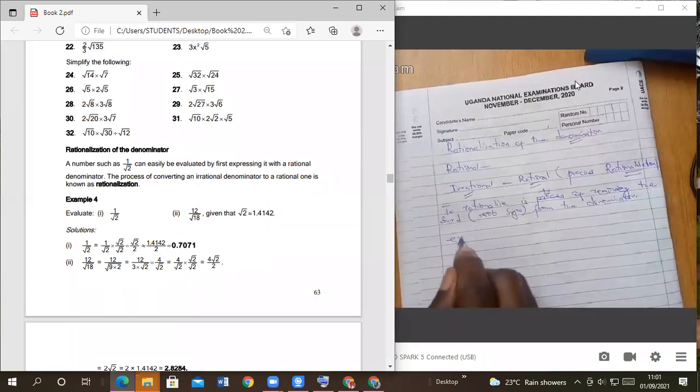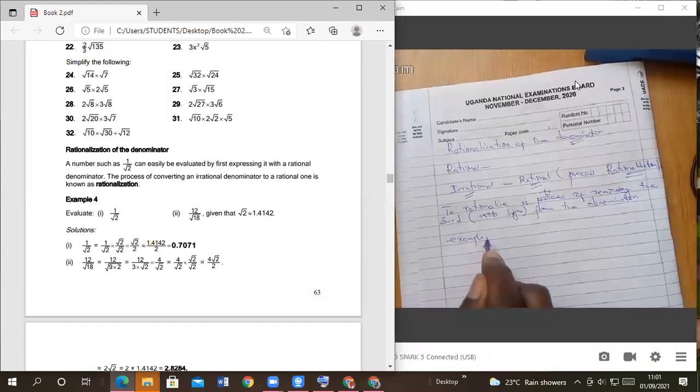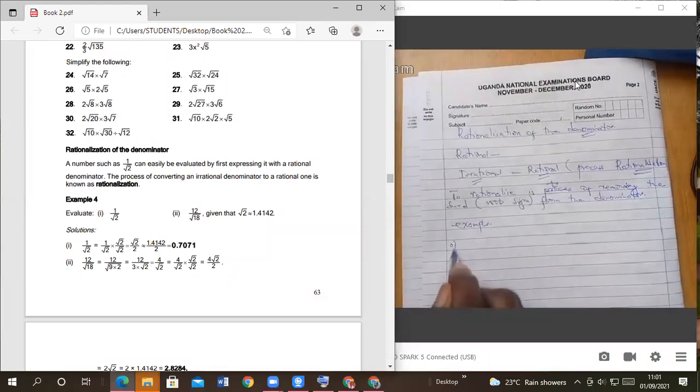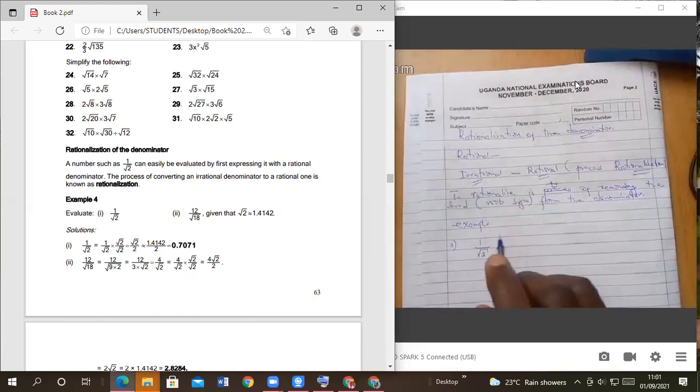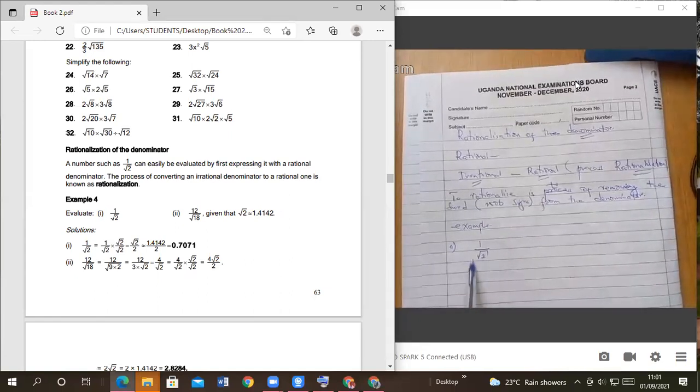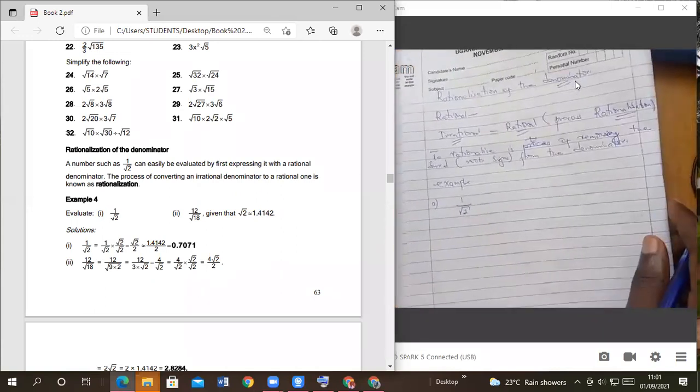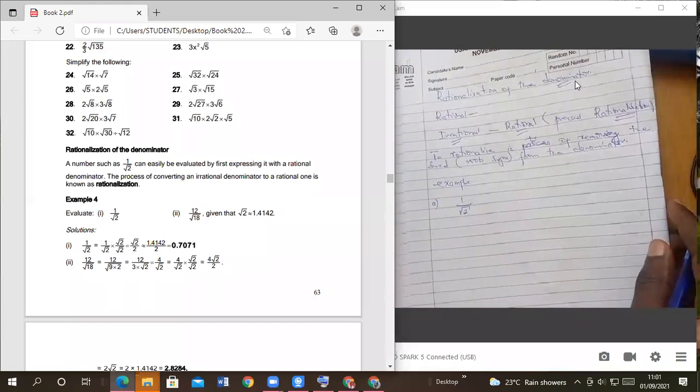Let's look at an example. If I have 1 over root of 2, now this one we have a single root sign. If I want to remove this root sign from the denominator, what I will do is multiply all through. Are you together, members? I will multiply all through.